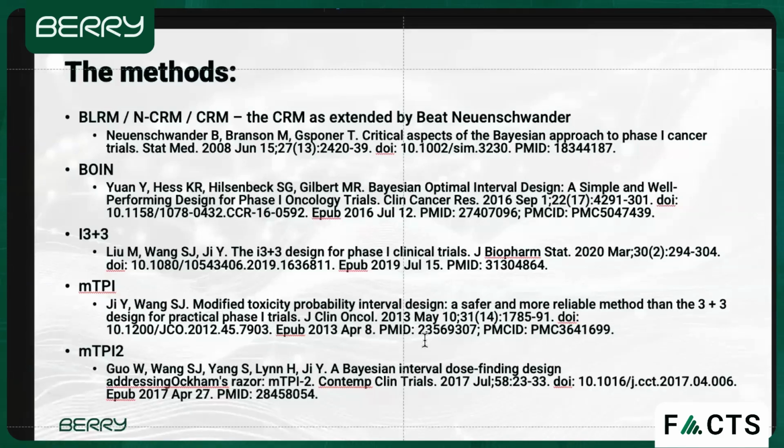I think if you look at the dates, the first of these was Neuenschwander, 2008. And then MTPI came out in 2013. And then that was followed up by BOIN in 2016, the MTPI2 in 2017, and the I3+3 in 2019. And to a certain extent, BOIN, the I3+3, and the MTPI2 followed on from MTPI and all attempted to address what was perceived as a problem with it, which we shall see.